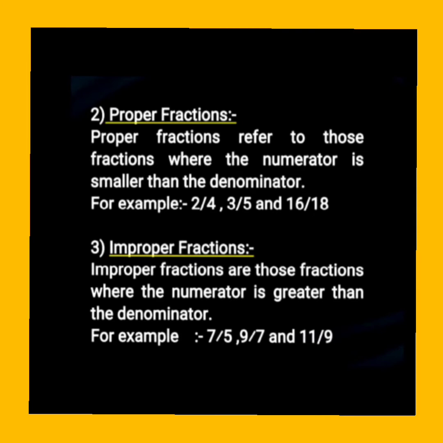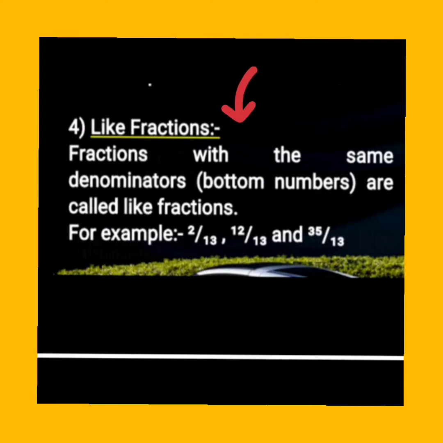Next is like fractions. Fractions with the same denominators are called like fractions. For example, 2 upon 13, 12 upon 13 and 35 upon 13. In all three examples, the denominators are the same. So these are called like fractions.